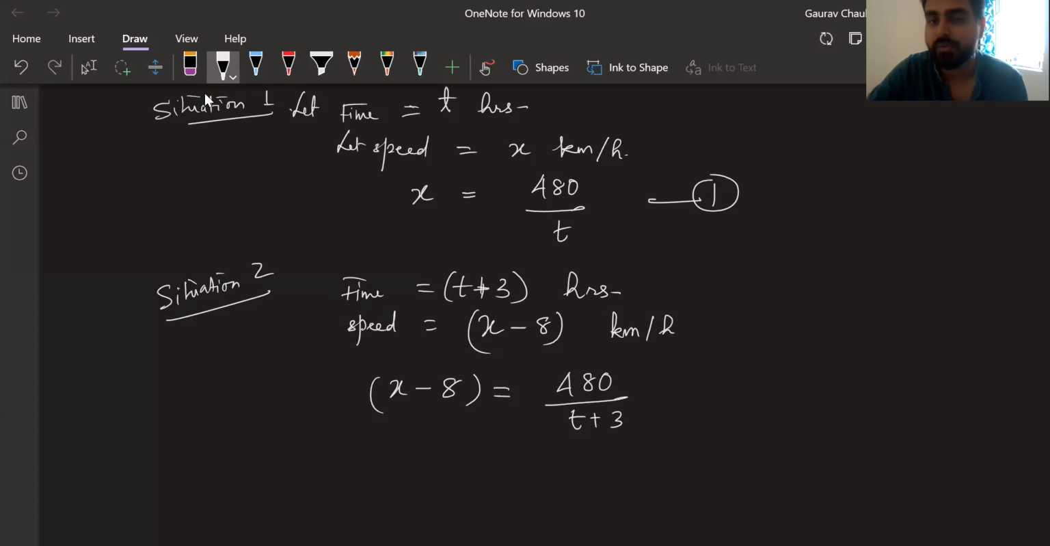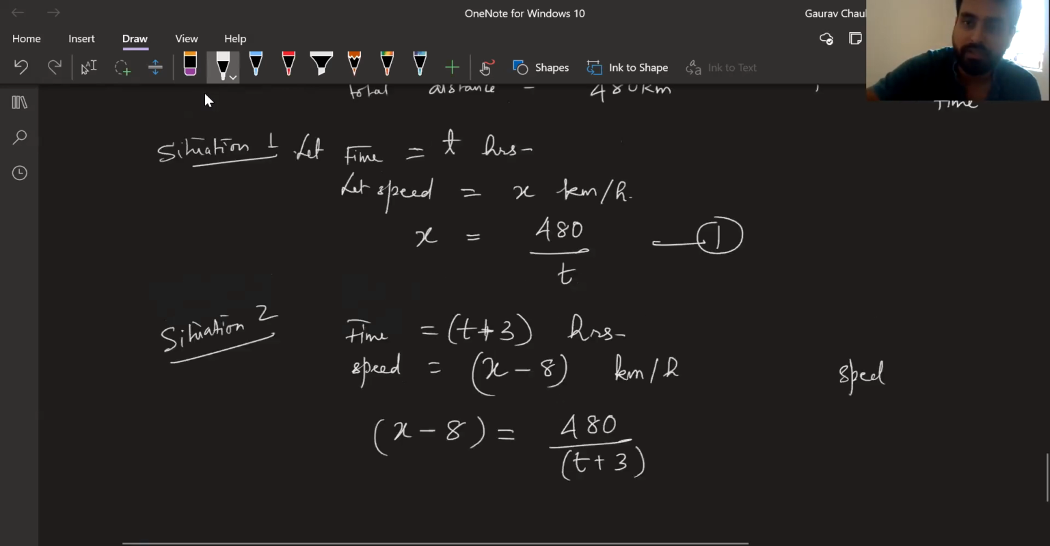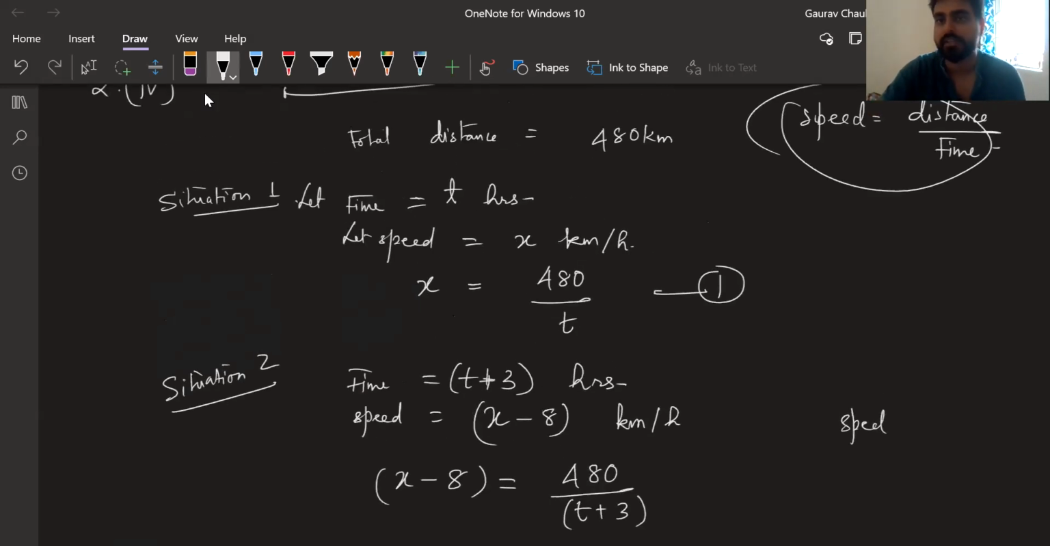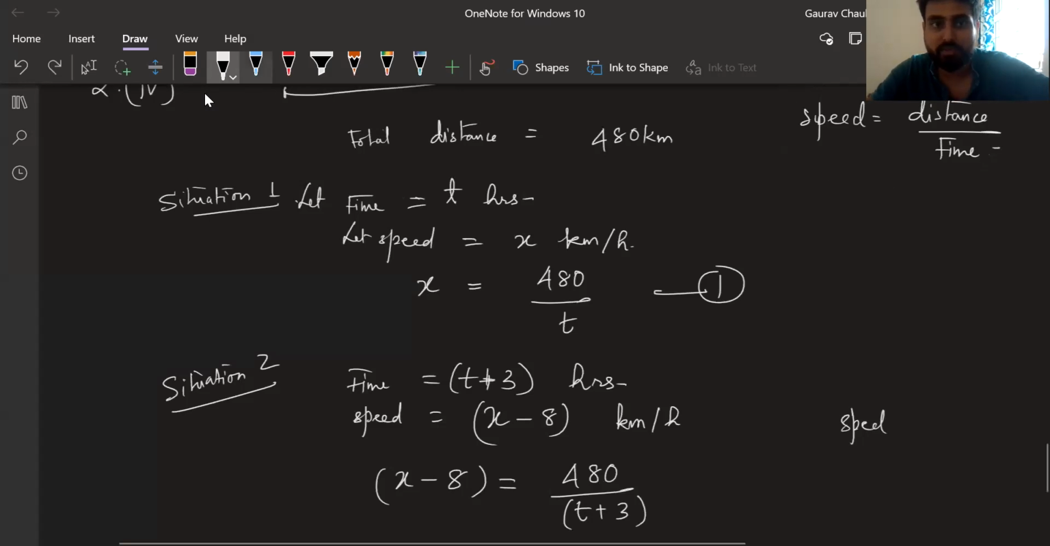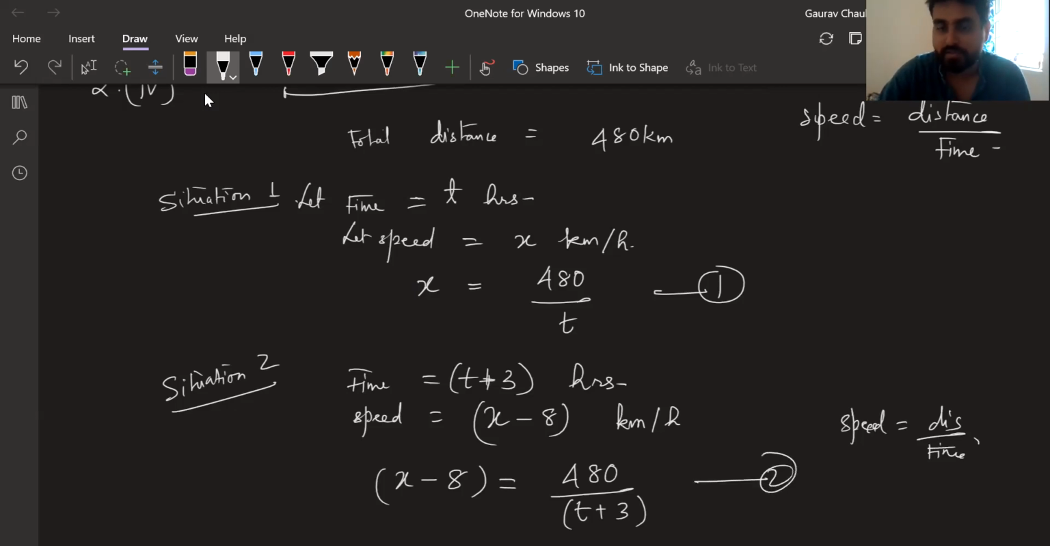t plus 3. Guys, what Deepak is doing, I wanted to pay close attention. He's just doing speed equal to distance by time, the same thing we've done here. Speed equal to distance by time. That same thing he is doing for both situations. In the first situation, he has got this. In the second situation, he has got this.